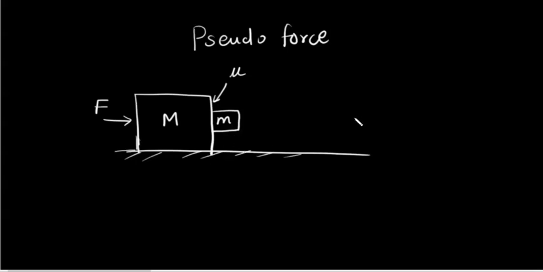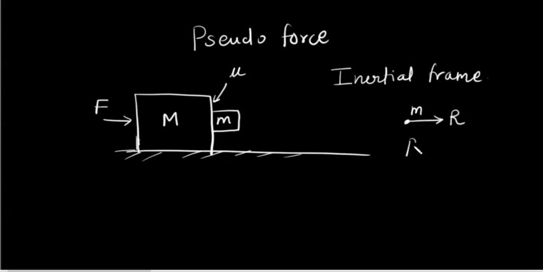There are two ways of doing this problem. One way is to use the inertial frame of reference. So here we will use the inertial frame of reference. According to the inertial frame of reference, if I draw the free body diagram of small mass m, it will look like this. There is a normal reaction force towards the right, and towards the left there is no other force. Suppose it accelerates with a, so we will write it as ma.